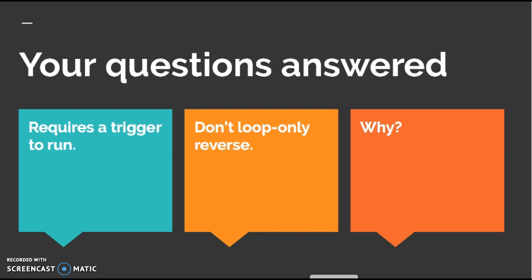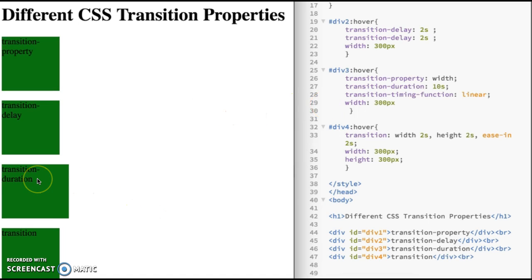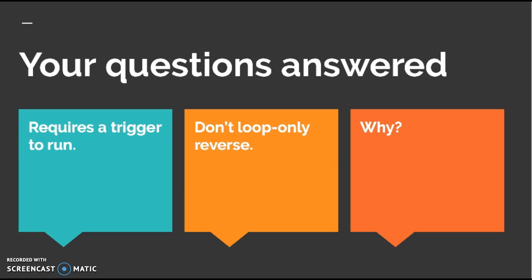So let's go back here so I can show you an example of that. In this transition duration, oh, that's right, we had it at 10 seconds. And then when we take the mouse off, it's just going to reverse back. And then if you want it to go again, you're just going to have to hover over the element one more time.